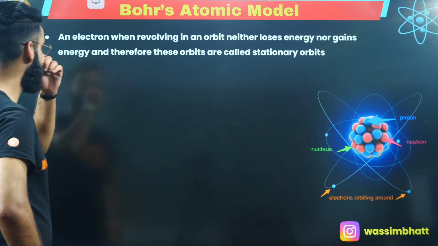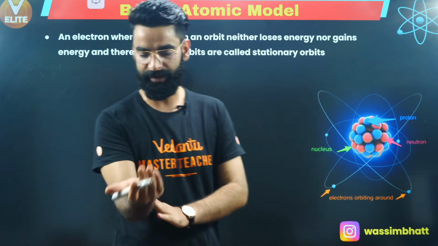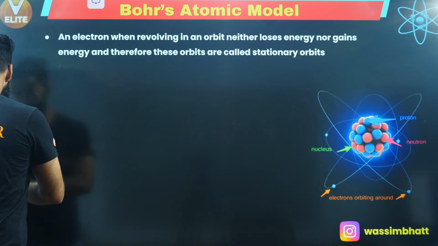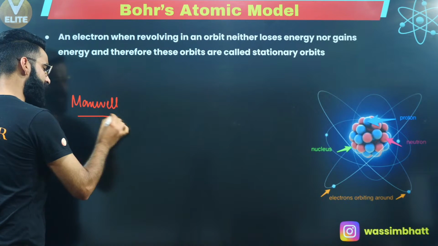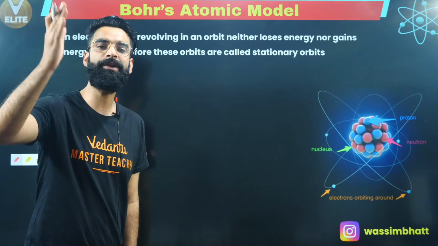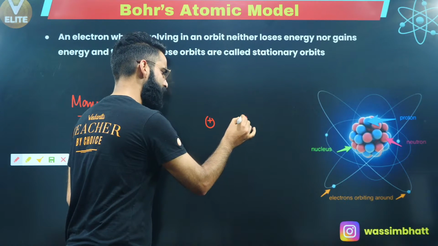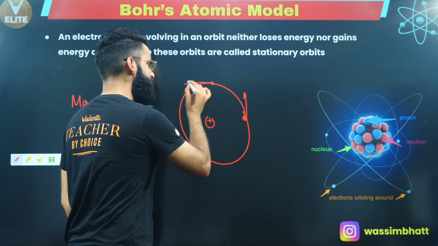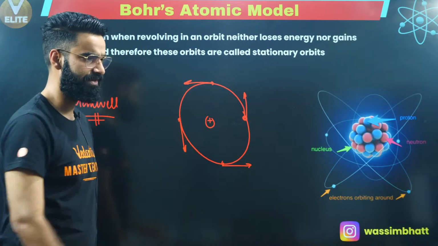Perfect, guys. Now one more thing. What was Rutherford's drawback? Rutherford could not explain this. As far as Maxwell's theory is concerned, when a charged particle undergoes acceleration, it should continuously emit energy. The electron is absolutely a charged particle, and the direction of its velocity is every time changing, correct?